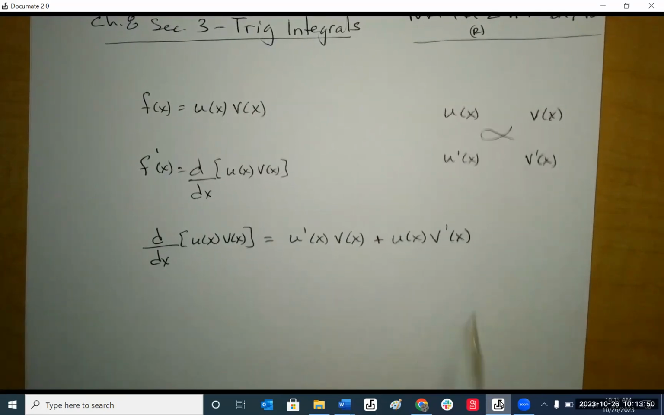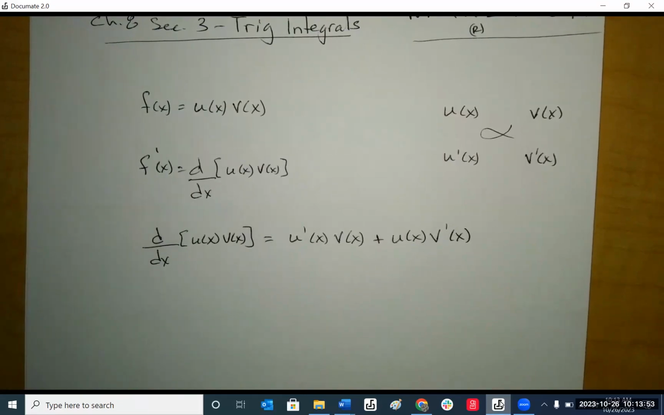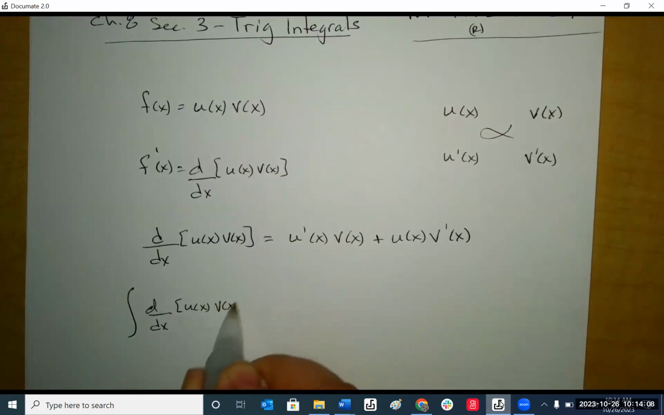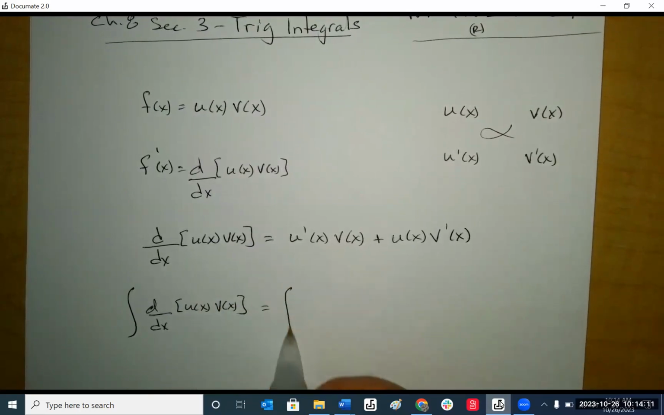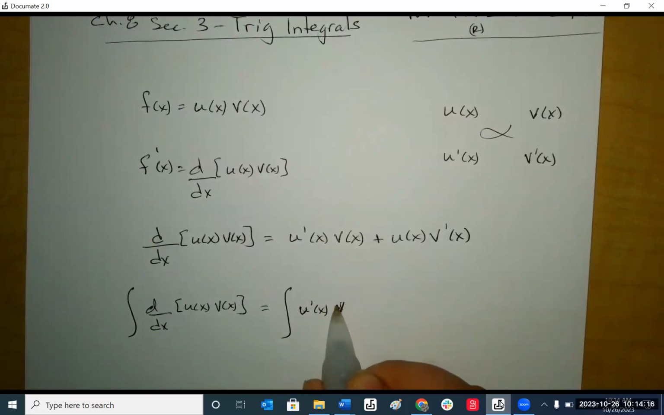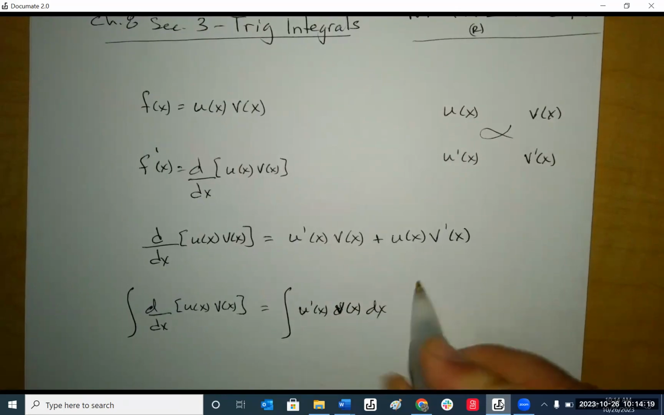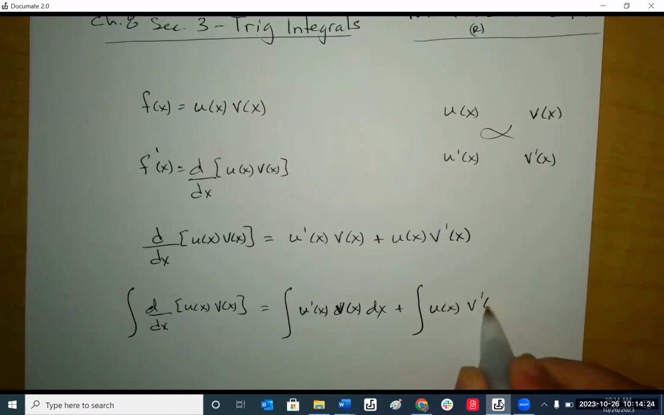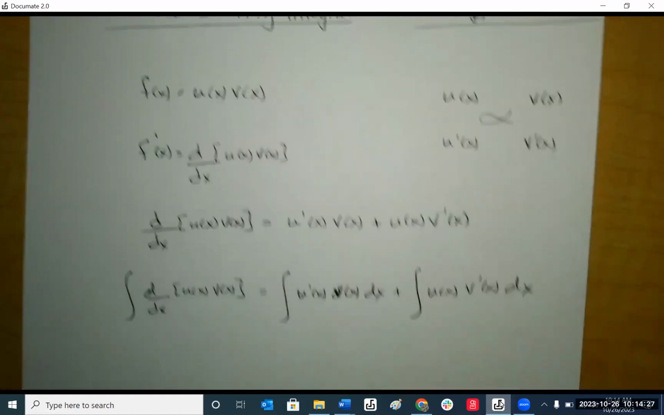Now, that's derivative. We're used to that. Now we have to go backwards, because we know where this came from. If we integrated this whole thing, we get the integral of u prime of x v of x dx plus the integral of u of x v prime of x dx.